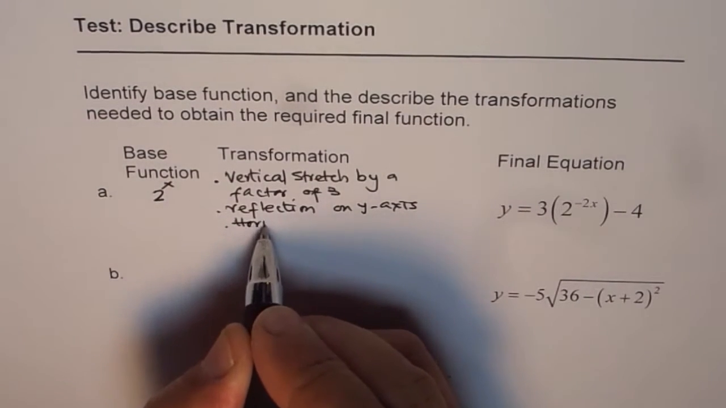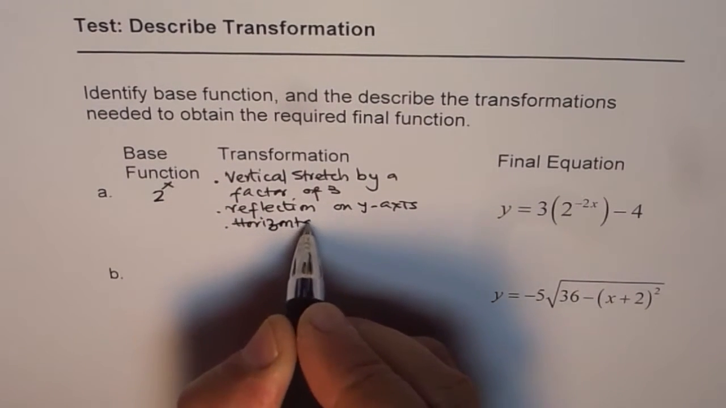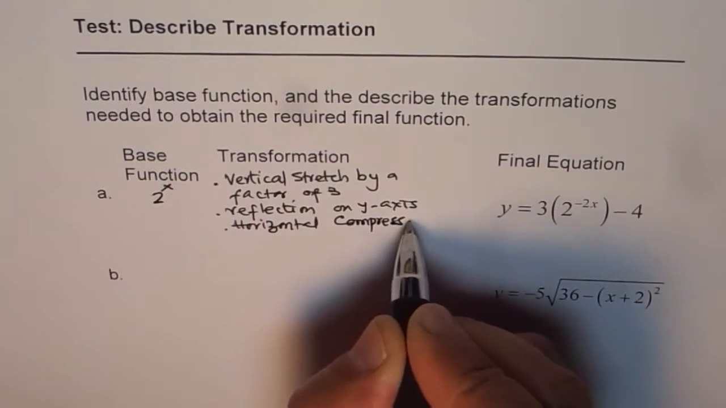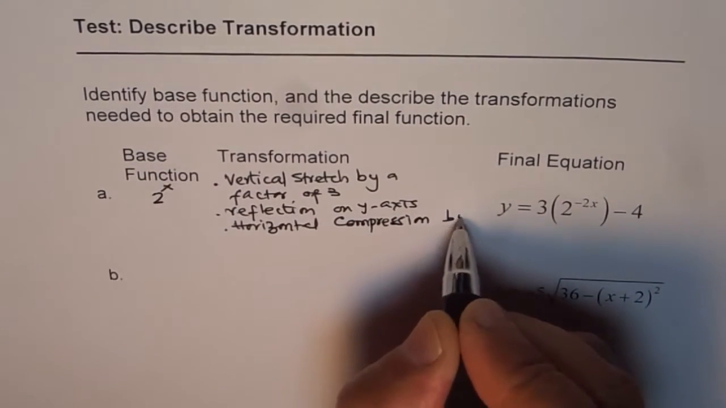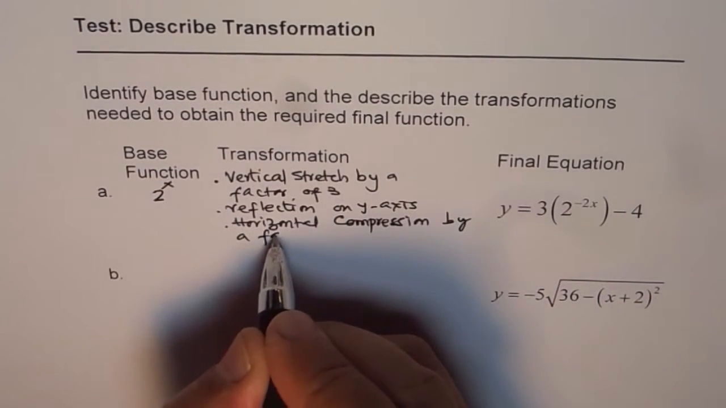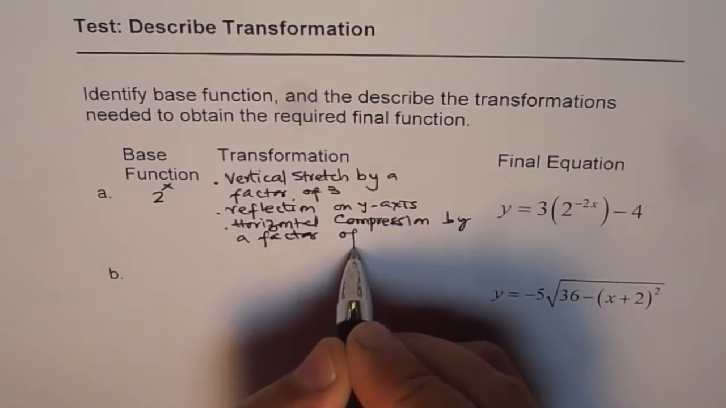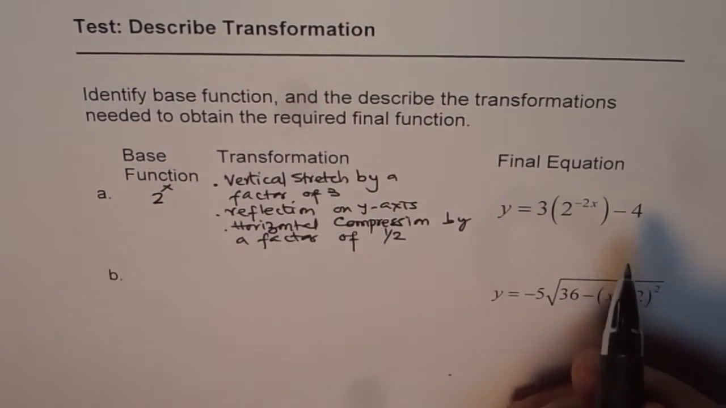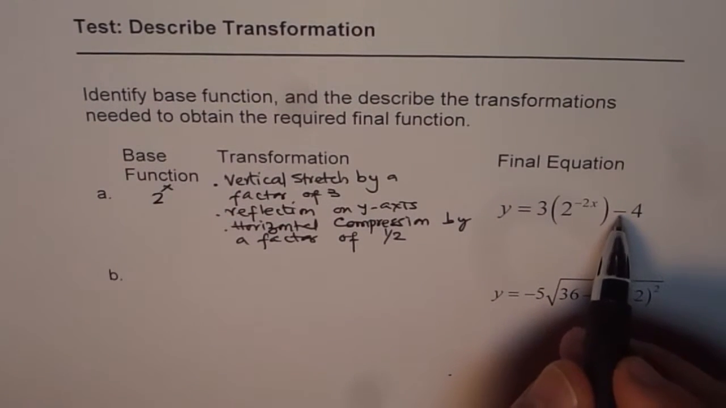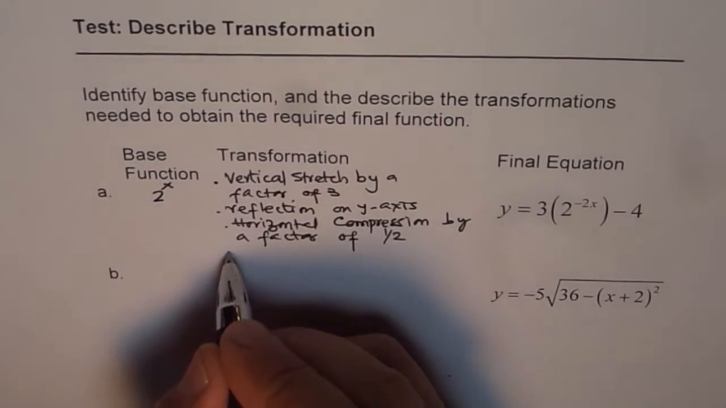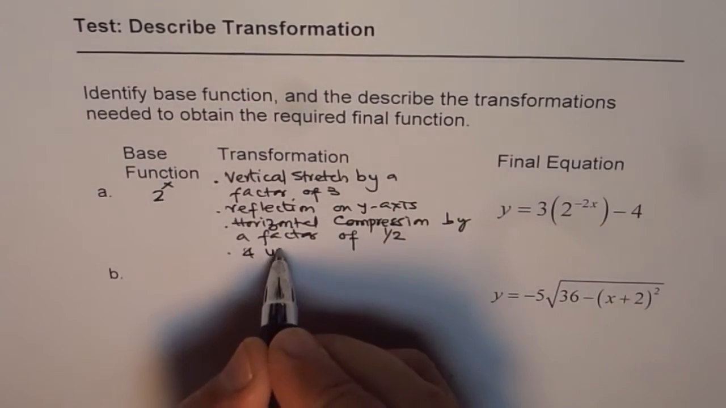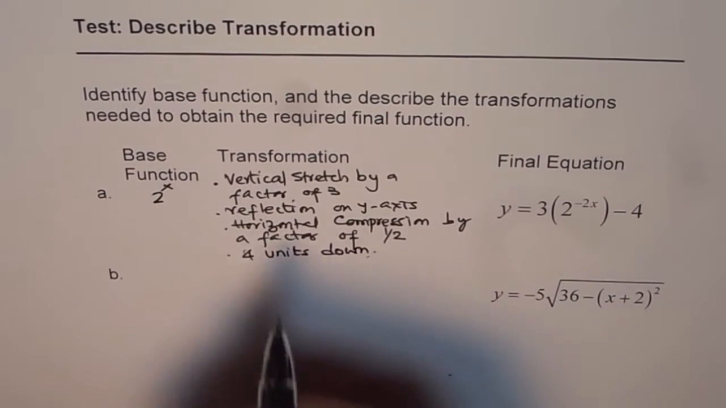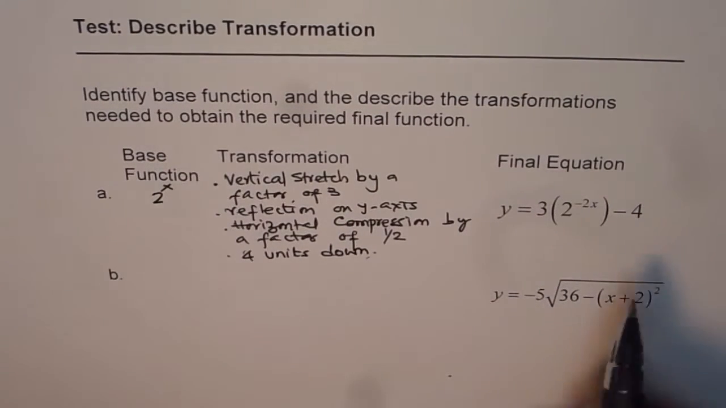So we have horizontal compression by a factor of half. And then we have minus 4, which is a vertical translation of 4 units down. That is 4 units down. Okay, so these are the transformations for the first function.